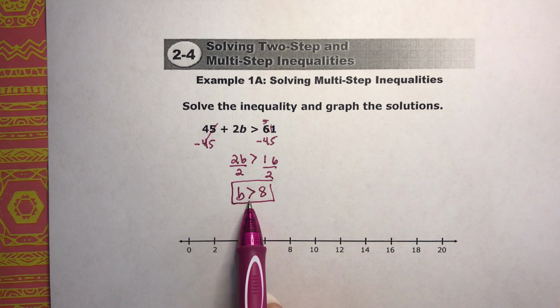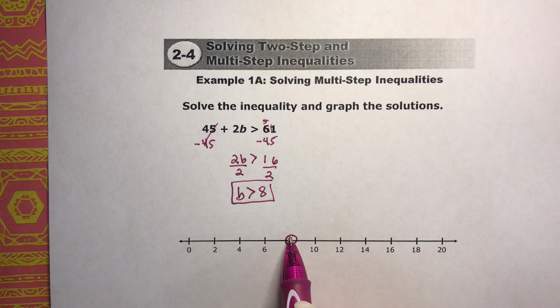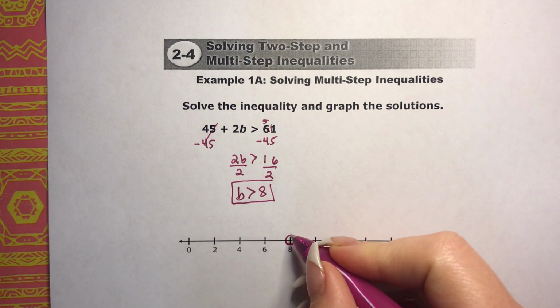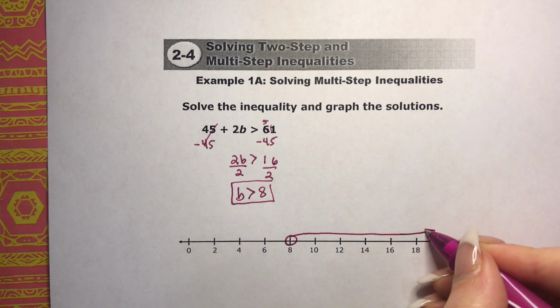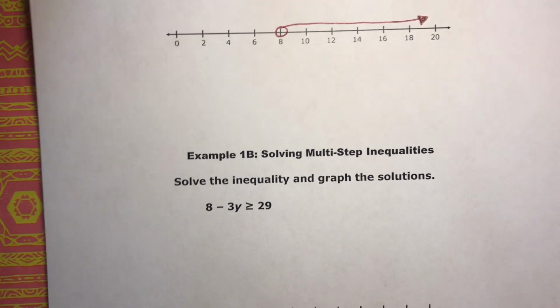So is it going to be an open or a closed circle? Yes, it's going to be an open circle. And is it going to go to the right or the left? You're right. It's going to go to the right because b is greater than 8. Perfect. Let's go ahead and look at the next example here.